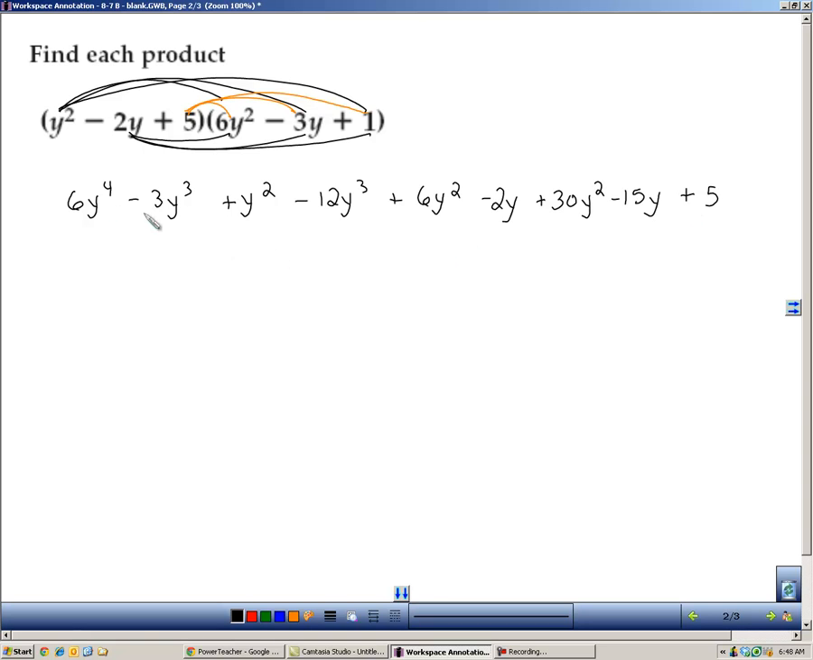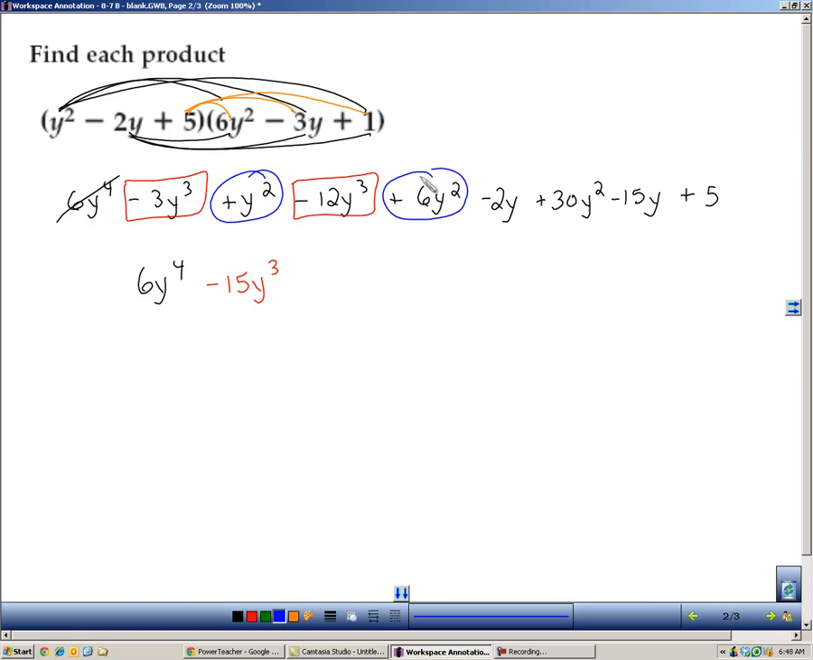Remember, we're going to go in descending order, so we'll start with the y to the fourth. And when there's this many, I like to cross them out so I don't miss any. Looking for y cubeds now. I see negative 3y cubed, negative 12y cubed, and that's it. That's going to be negative 15y cubed. Now we'll look for y squareds. Here's a y squared, here's a y squared, and here. So 1 plus 6 is 7, plus 30 is 37y squared. We're just collecting like terms now, so the exponents come along for the ride.